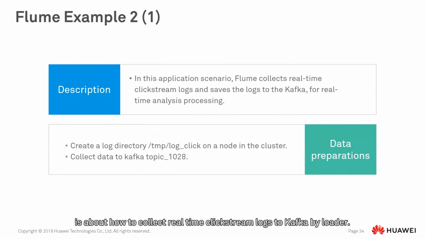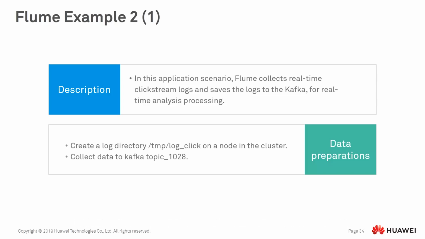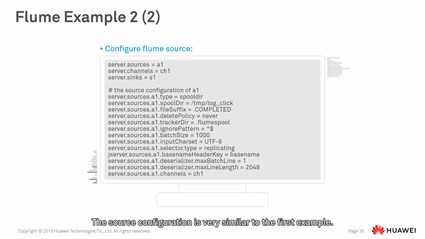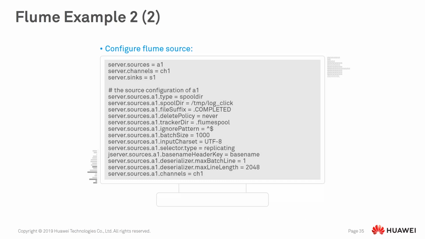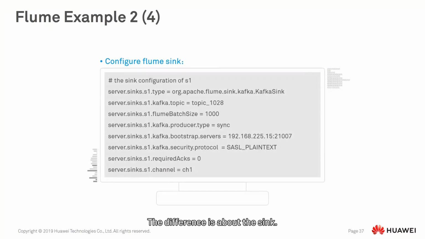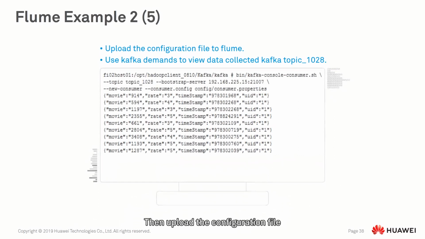The other example is about how to collect real-time clickstream logs to Kafka by Loader. The process is almost the same. The source configuration is very similar to the first example. Also, the channel configuration is the same as before. The difference is about the sink. Here we choose the Kafka sink type, and we need to specify the topic. Then, upload the configuration file and use Kafka commands to check data.